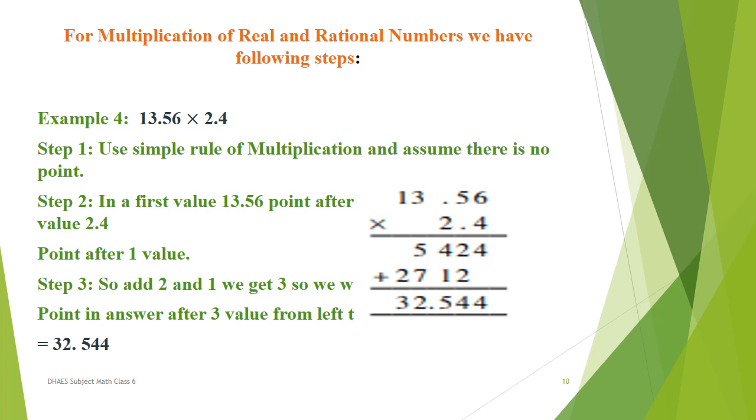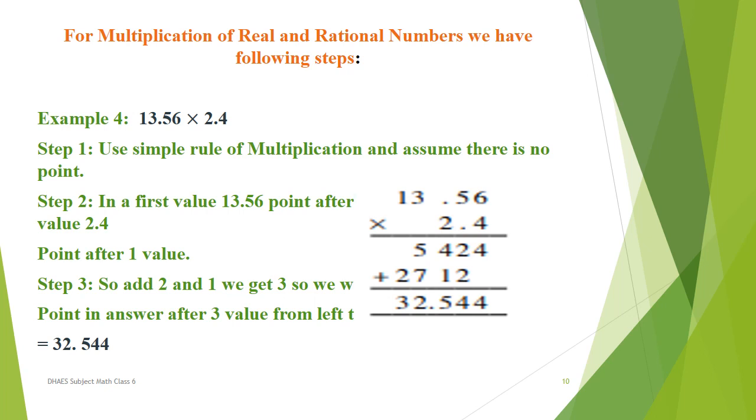Sorry. In the first value 13.56, you have a point after two values when you start counting from right to left. In the second value, that is 2.4, you have a point after one value when you start to count from right to left. When we add 2 and 1, we get 3. So we write point after 3 values in the answer.